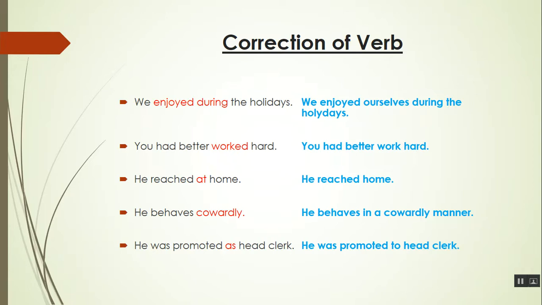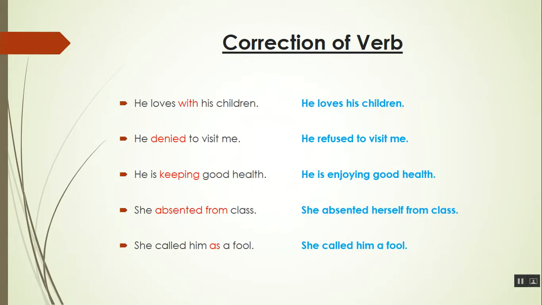Jump to the next sentence. He was promoted as head clerk. Over here, look at the word as. He was promoted as a head clerk. What would be the correct one? He was promoted to a head clerk. As is not used correctly over here. So whenever you are giving a promotion to someone, you should use to, not as. So jump to the next slide.